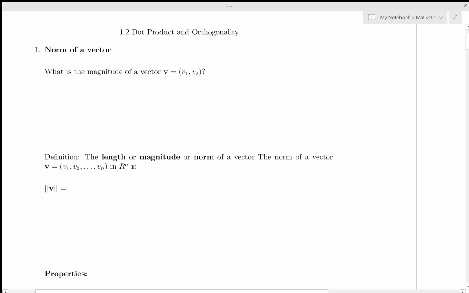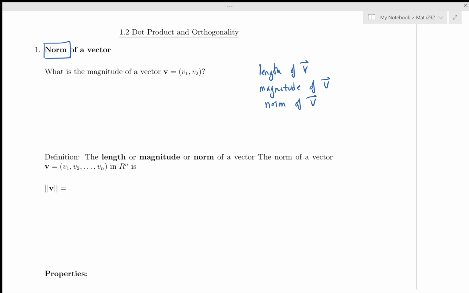We're going to start out with the definition of the norm of a vector. That is this word here, norm of a vector. We can use 3 ways of describing that. We could say the length of a vector v, the magnitude of a vector v, or the norm of v. These 3 things all mean the same thing. If we've got some vector, this one here is a 2-dimensional vector. It's got 2 components, v1 and v2. So we're going to ask what the magnitude of it is.